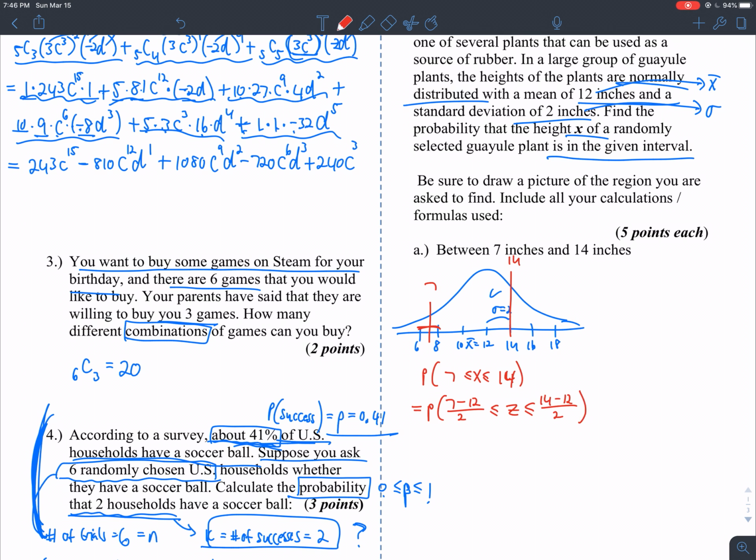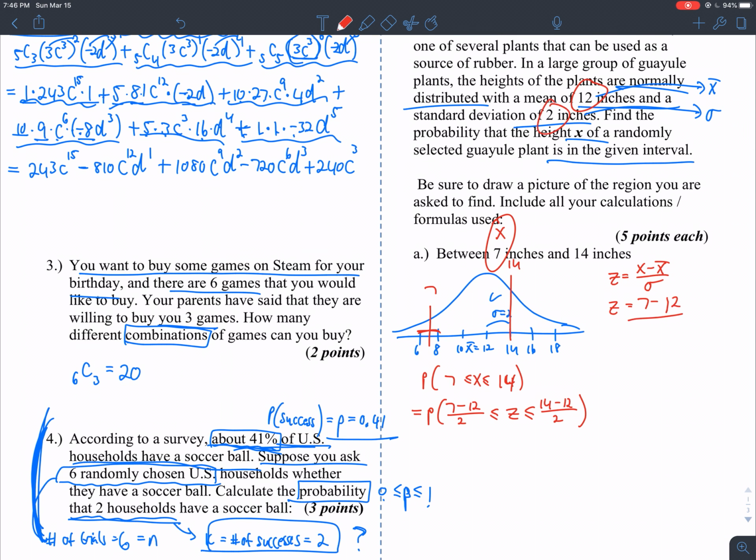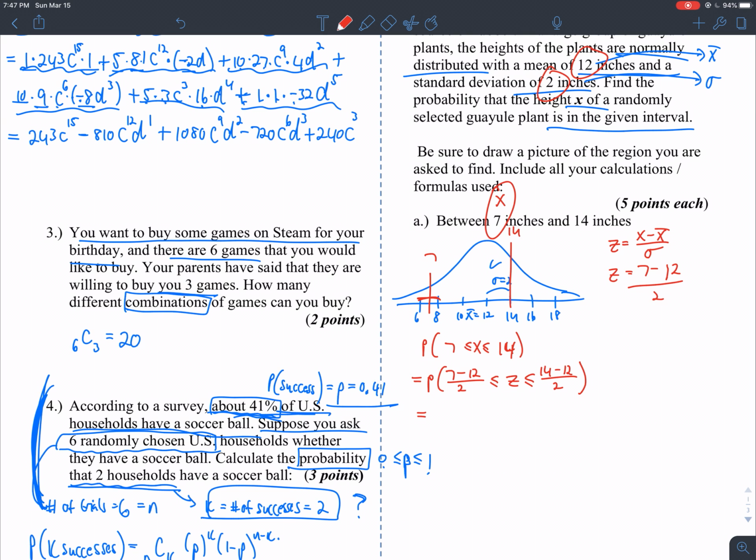Now let me remind you where this comes from. Z is x minus x bar over sigma. So for the first one, the first x they gave me was 7, so I did 7 minus the mean we were given in the beginning, which is 12, over sigma, which is 2. That's what we're busy doing. And if you standardize, you get this. The probability is negative 2.5 less than or equal to z, and then z is less than or equal to 1 standard deviation. Yep, 1 standard deviation. Then I just have to find the answer for this.